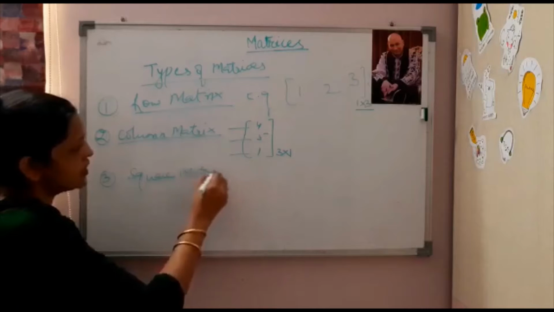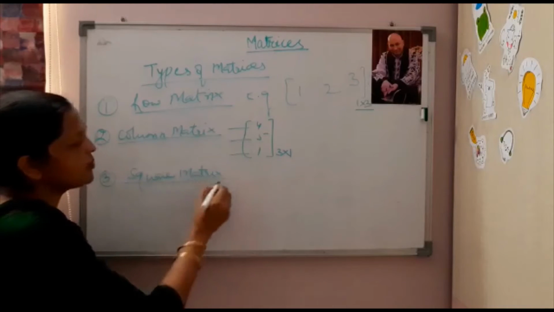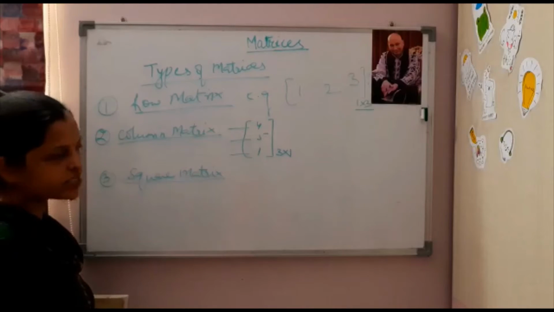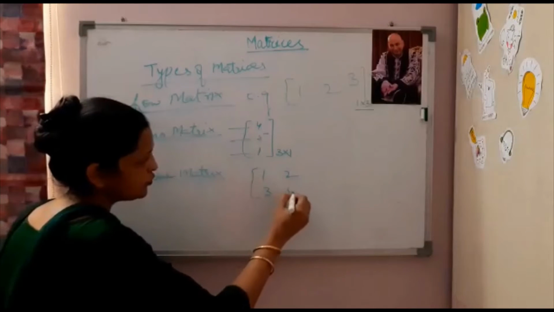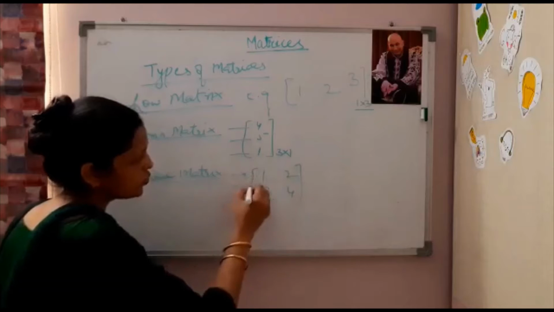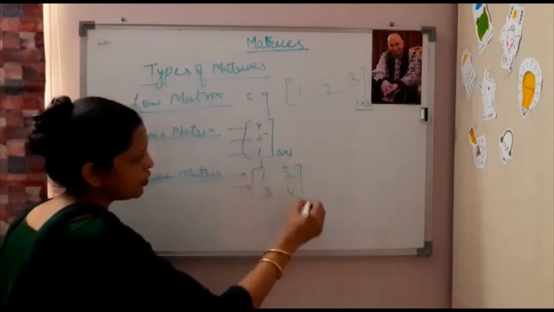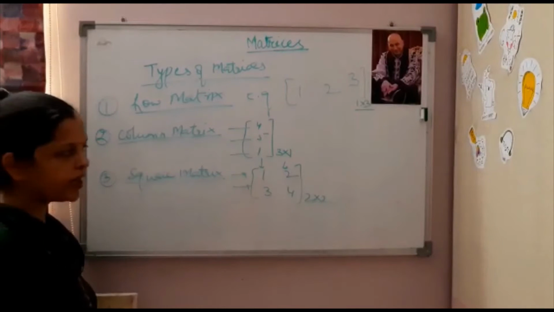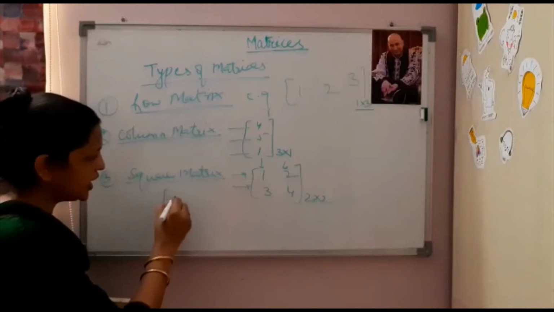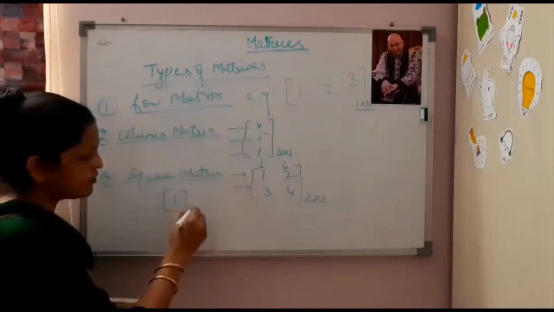A square matrix is one where the number of rows is equal to the number of columns. For example, 1, 2, 3, 4. In this case, 2 rows and 2 columns. So the order will become 2 by 2. Like that, 2 by 2, 3 by 3, 1 by 1. A 1 by 1 matrix has only one element, say this one.